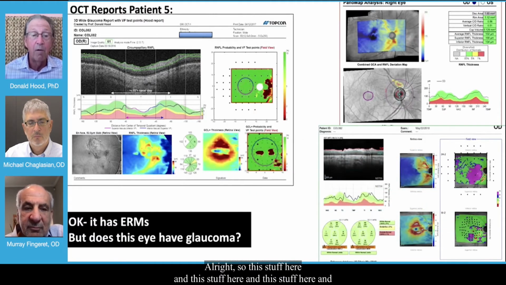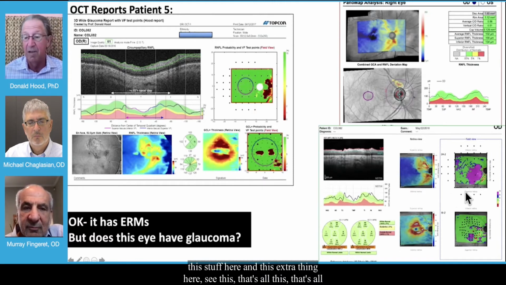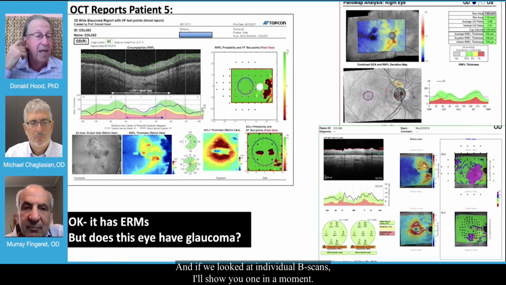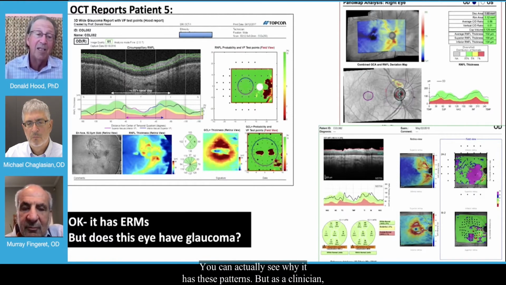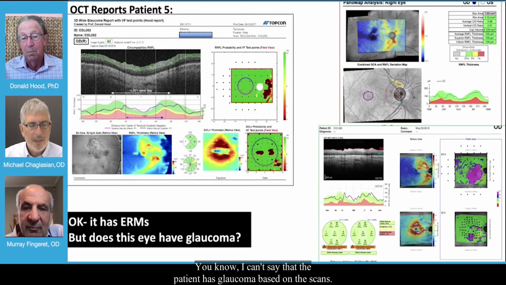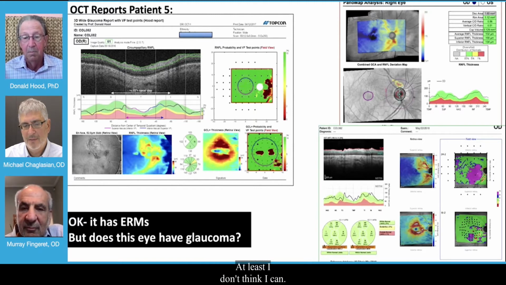So all right. So this stuff here, and this stuff here, and this stuff here, and this extra thing here. See this? That's all epiretinal membrane, right? And if we looked at individual B scans, and I'll show you one in a moment, you can actually see why it has these patterns. But as a clinician, so this eye has epiretinal membranes, but does it have glaucoma too? I can't say that the patient has glaucoma based on these scans. At least I don't think I can.